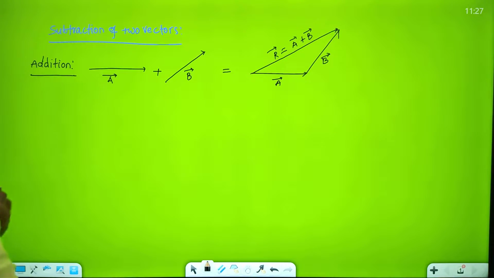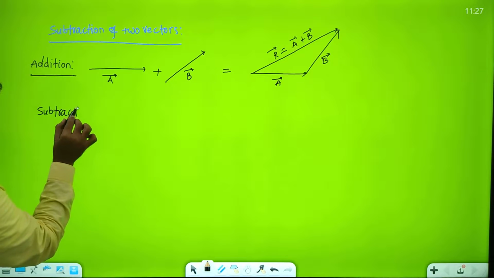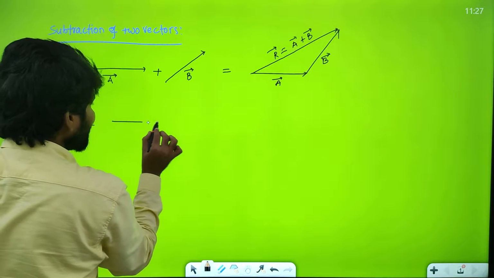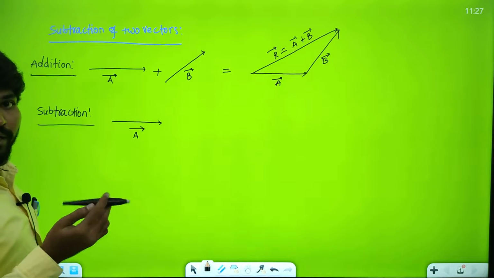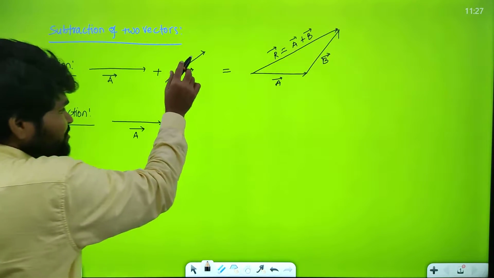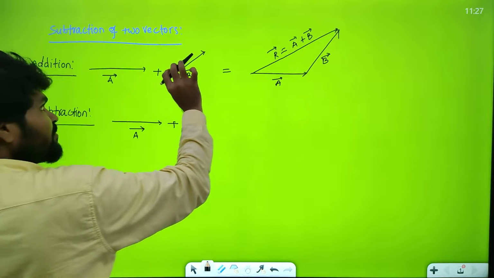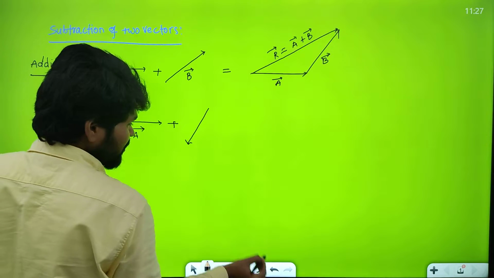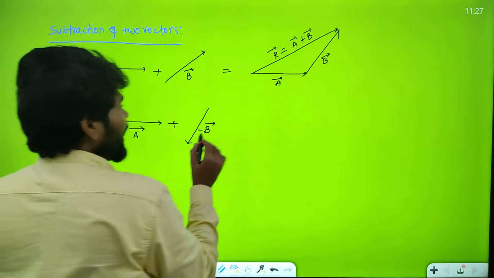Similarly, now I am explaining the same two vectors in the subtraction concept. See here, subtraction, how to subtract two vectors. Let's say I am taking the same vector A, but now I am taking the B vector in the opposite direction. If this vector is going in this direction, that is the B vector. If I reverse this B vector, it comes in this direction, and that is negative vector B, minus B.